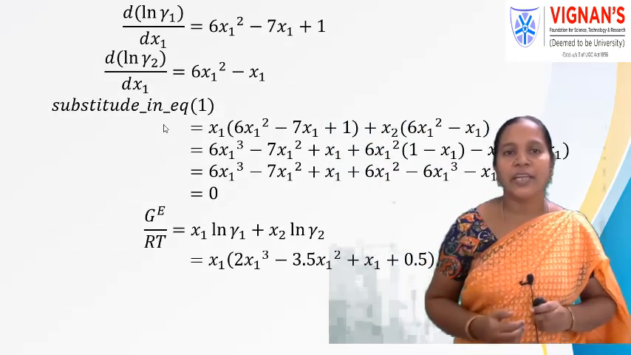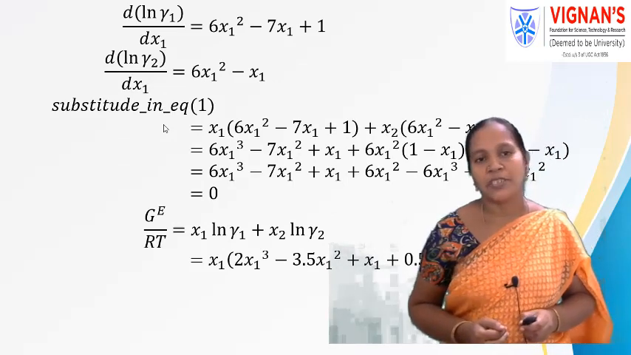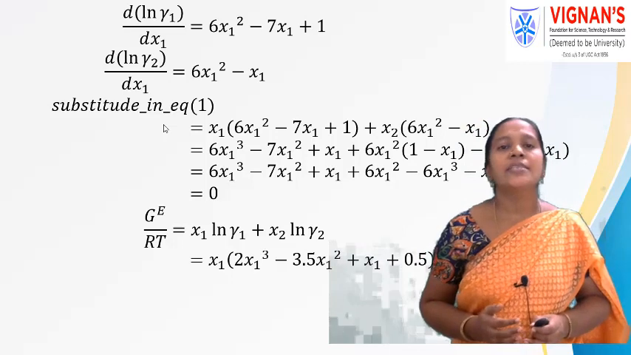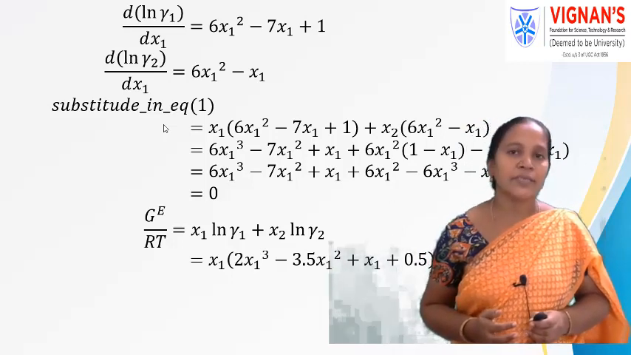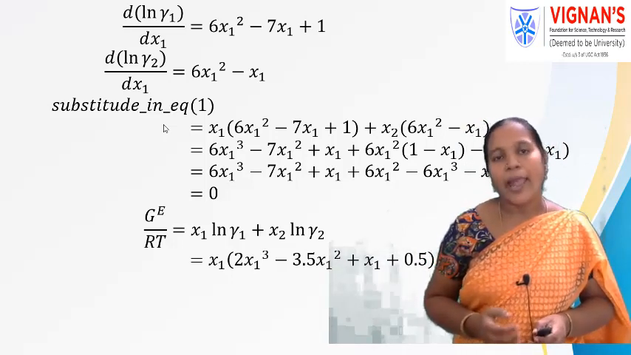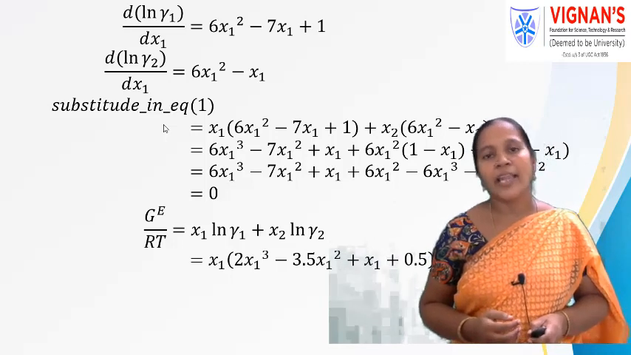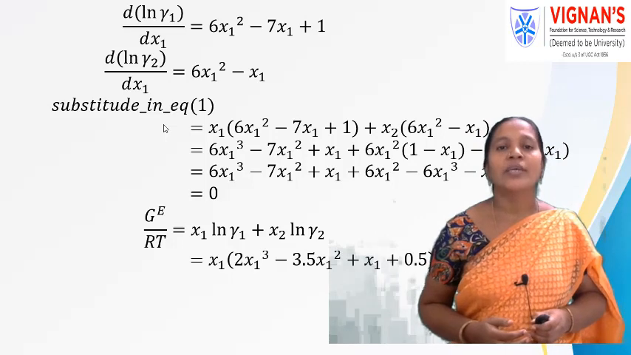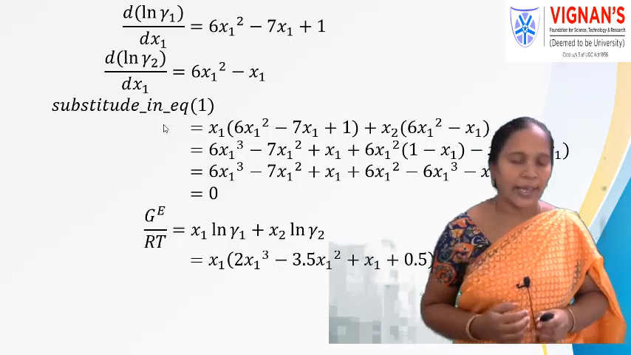Then differentiate the ln gamma 1 expression with respect to x1. That is 6x1 square minus 7x1 plus 1. And differentiate ln gamma 2 with respect to x1, which is equal to 6x1 square minus x1.